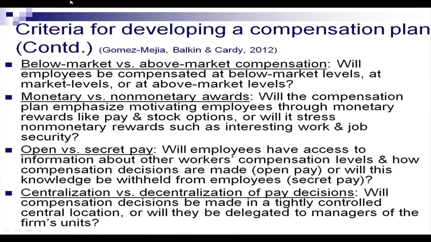Okay. Centralization versus decentralization of pay decisions. Who makes the pay decisions? Are they made in a tightly controlled central location, or will they be delegated to managers of the firm's units? Again, for contractual work, if I want to take on a research assistant for one of my research projects, I have been given the authority to make that decision, and my organization trusts me that I will make the right decision and compensate somebody adequately for the work they put in for my research project. There is a bare minimum that we have to adhere to, but if somebody deserves more than that, up to a certain limit, we can compensate them.